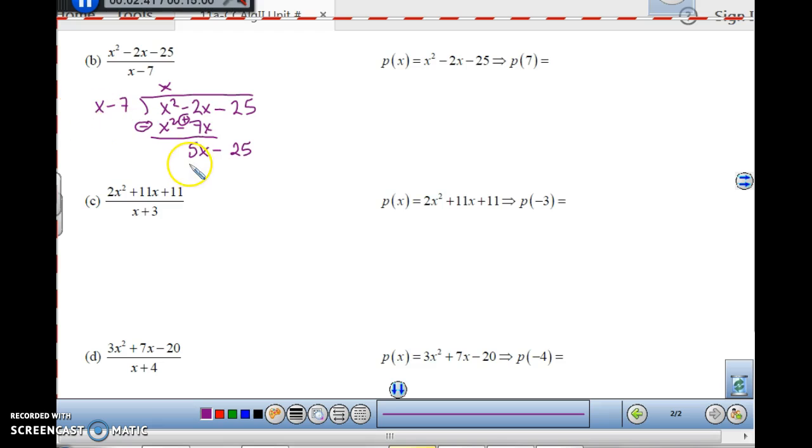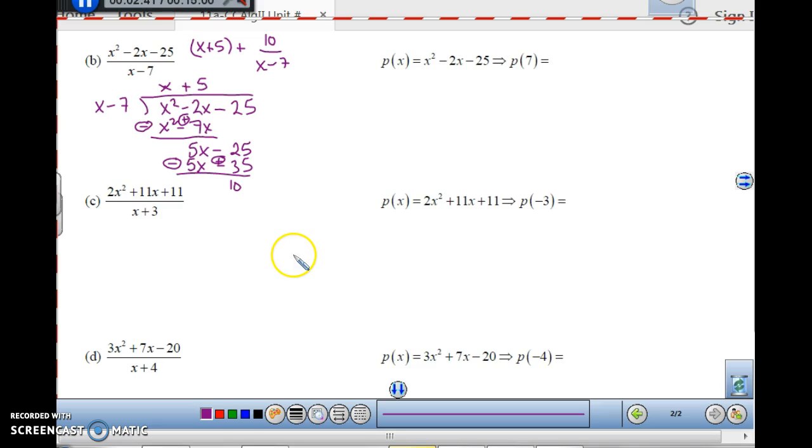So x times what gives me 5x would be plus 5. Multiply both of these terms. 5 times x is 5x. 5 times negative 7 is negative 35. Change your signs, and you get negative 25 plus 35 is 10. So my remainder is 10. So my answer is x plus 5 plus your remainder of 10 over x minus 7.